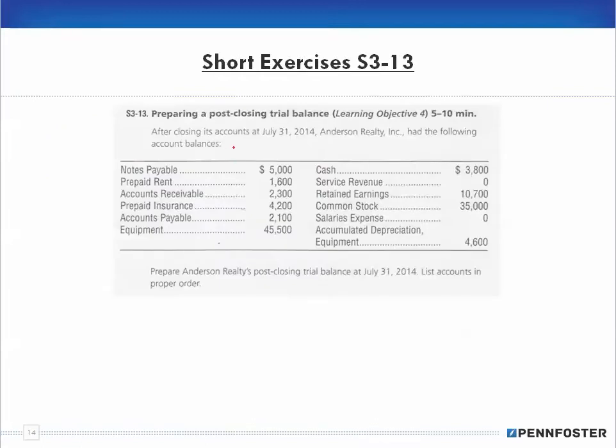After closing its accounts at July 31st, Anderson Realty had the following account balances. With these account balances, and it's telling us after closing, so that's post-closing. And since these are ledger accounts and the balances in the accounts, this is a post-closing trial balance. It says here, prepare Anderson Realty's post-closing trial balance. List the accounts in the proper order. So all I'm doing is just rearranging this information.